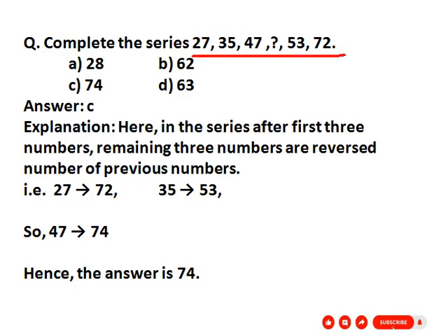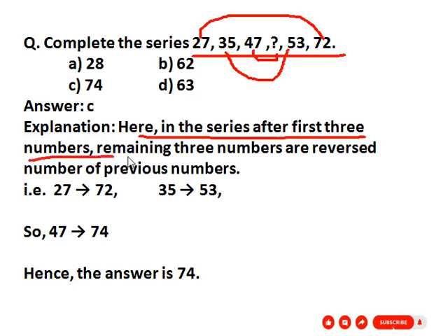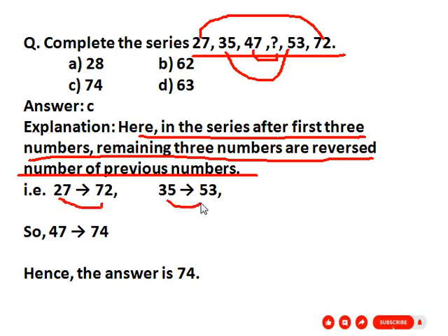See here, when we reverse 27 we get 72, right? When we reverse 35 we get 53. So 47 goes to 74. So see here in the series after first three numbers, remaining three numbers are reversed numbers of previous numbers. So 27 goes to 72, 35 goes to 53, so 47 goes to 74. So our correct answer is 74. So here given option C 74.